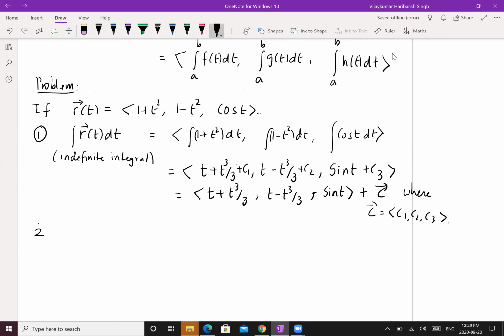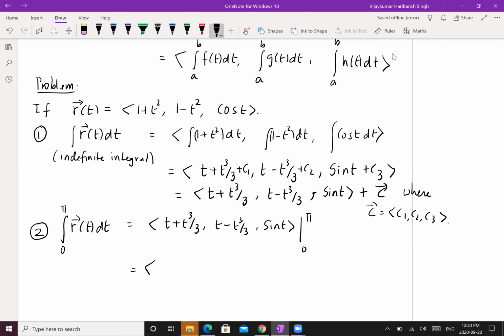Now suppose we are asked about a definite integral. Of course you can find c if you're given the value of r at some point. Now suppose we have the integral from 0 to pi of r of t dt. In that case, we'll get t plus t cubed by 3, t minus t cubed by 3, sine t, with limits from 0 to pi. Note that we don't add constants here, because in a definite integral, you take any antiderivative and then substitute the limits. So here also you can think about a fundamental theorem of calculus for vector valued functions.